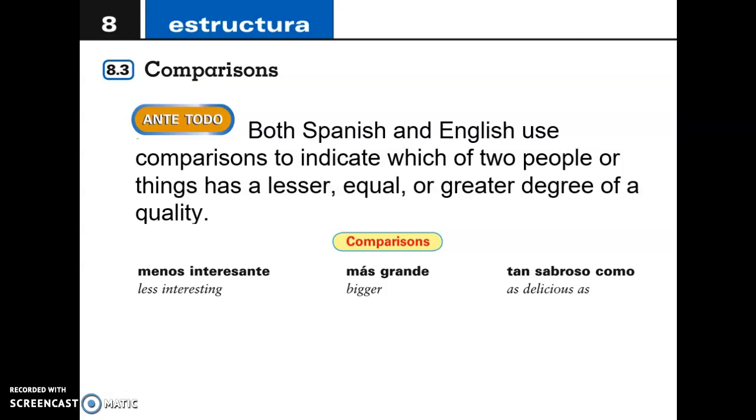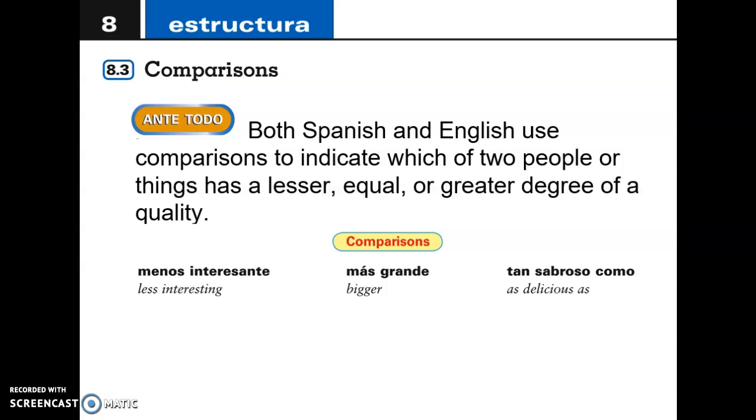We use comparisons between English and Spanish just to describe something and to provide information of an item or person or a place and compare it to another one and provide information if something is of lesser, equal, or greater degree of quality. So we're going to say that something is beautiful, or something is big, or something is useful, and we are going to compare as beautiful as this or as useful as this other thing, right?